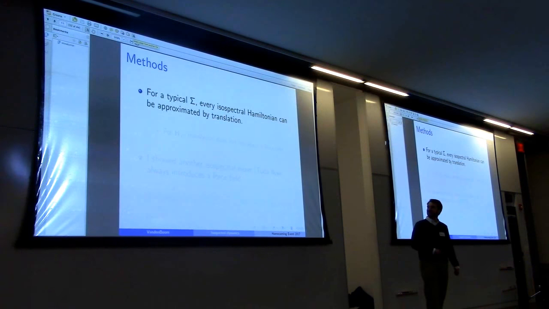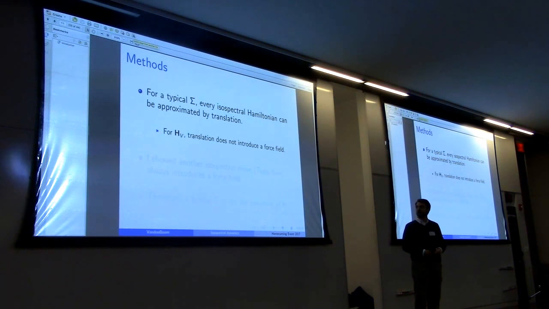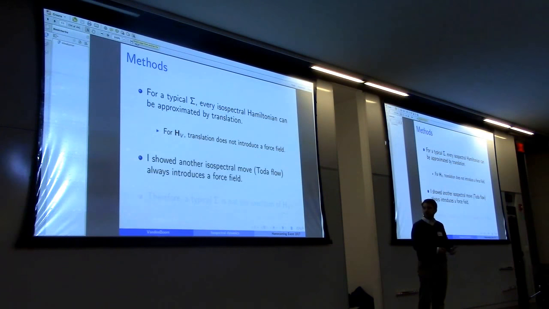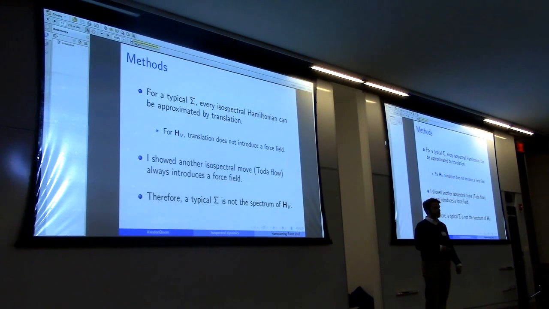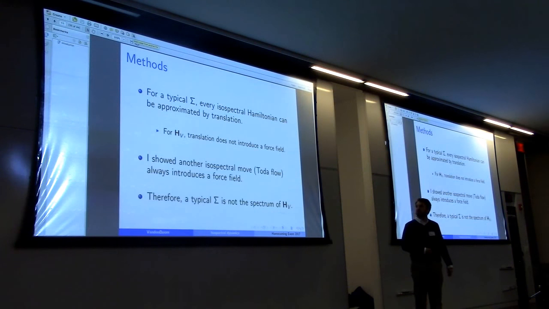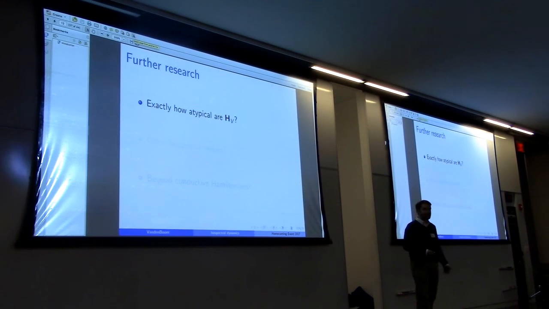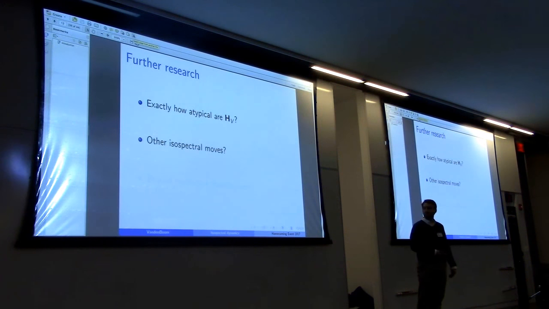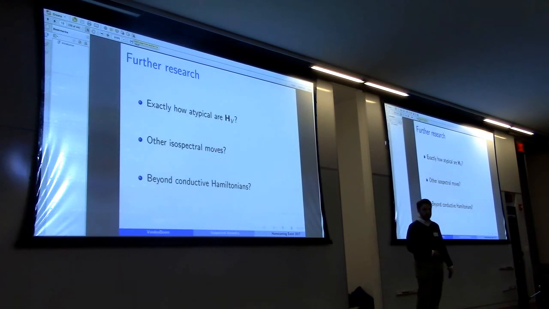For a typical spectrum, every isospectral Hamiltonian that's conductive can be approximated by just moving around. And this never introduces a force field. What I showed is that there's another isospectral move called the Toda flow that always introduces a force field. And therefore, it cannot be the case that a typical spectrum comes from one of these materials in a vacuum. And as with any science, when you answer a question, three more pop up. So exactly how atypical are these kinds of Hamiltonians? Are there other isospectral moves we can study, and what do you learn from them? And then I snuck this word conductive in. Can we extend this theory beyond these conductive Hamiltonians?